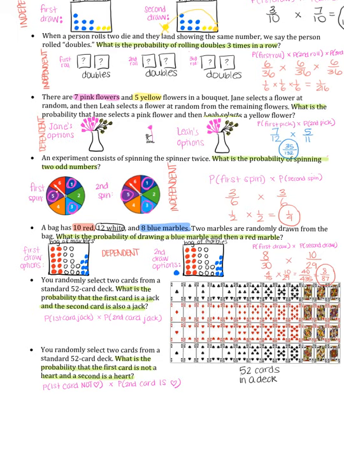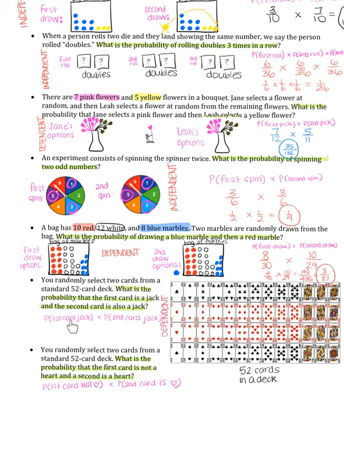Our next example says that we are randomly selecting 2 cards from a standard 52 card deck. Here are the 52 cards possible. What is the probability that the first card is a jack and the second card is also a jack? Now notice it does not tell us that we're putting the jack back into the pile for us to draw from. So the first time we draw a jack and the second time are going to be dependent events because we will have a different set of cards to draw from.